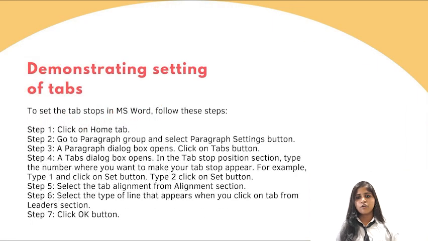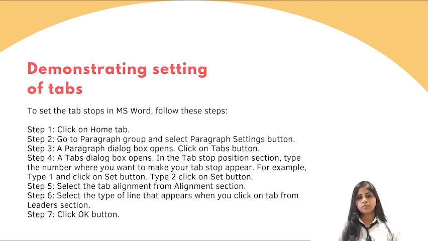Now we will see how we can set the tab stops in MS Word. There are certain steps which we have to follow. Step 1 is to click on the Home tab. Then go to the Paragraph group and select the paragraph settings button. Then the Paragraph dialog box opens. We have to click on the Tabs button. Then the Tabs dialog box opens.